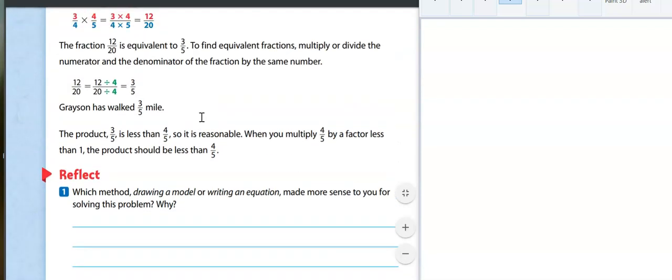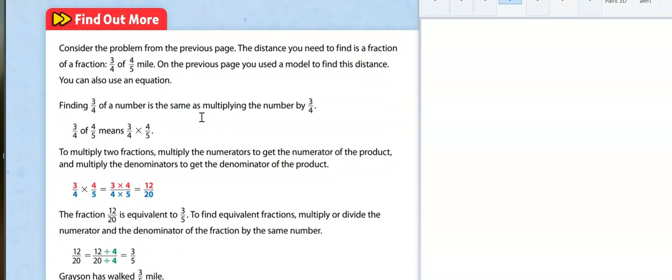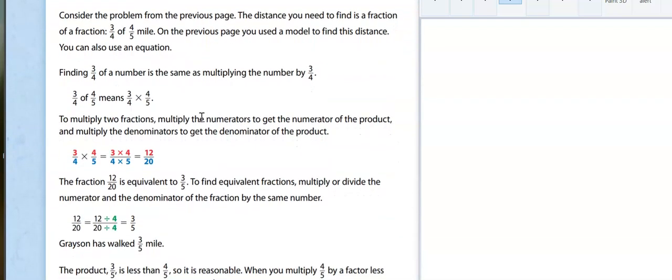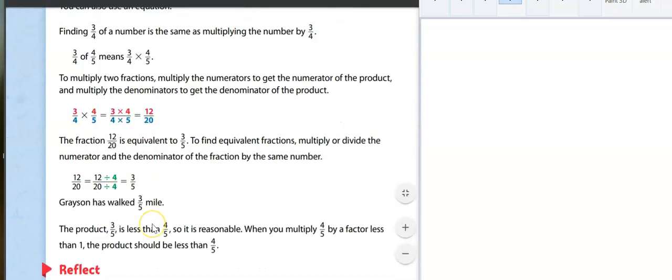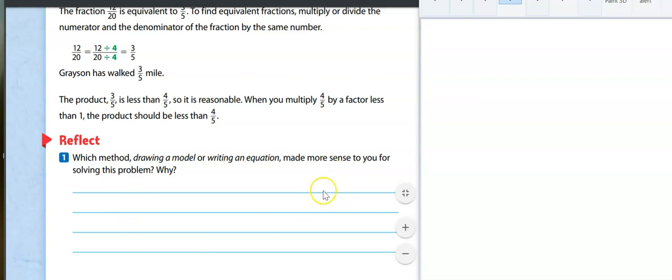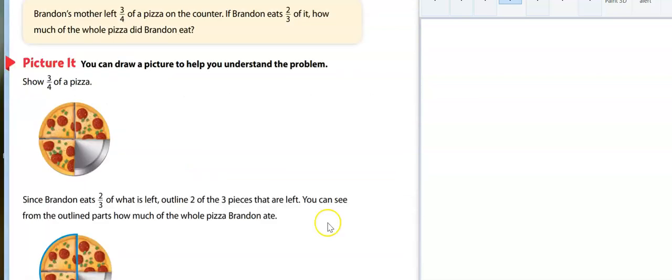So you're going to look back at the first page and you're going to say, did the number line method make more sense, or did the standard algorithm method make more sense? And in this space below, you are going to write that out in complete sentences and tell me why. Do that at this time, and then let's move to the next page.